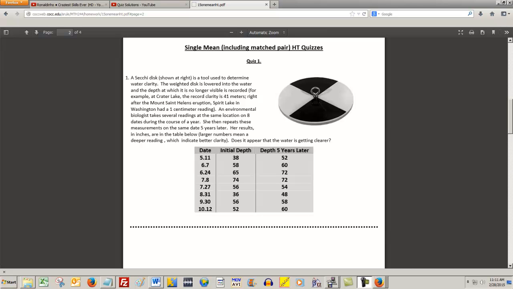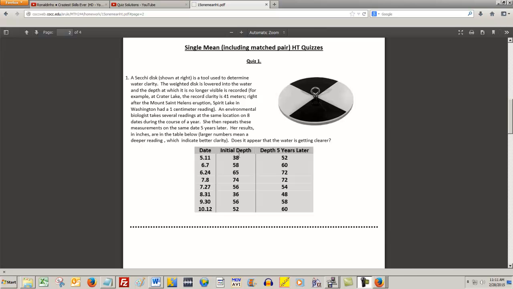Hey there, everybody. The purpose of this video is to get you some solutions to this quiz about the Secchi disk and the water clarity in Spirit Lake by Mount St. Helens. So the idea is to check statistically significantly if the clarity has gotten better 5 years after the Mount St. Helens eruption, which makes perfect sense that it should.